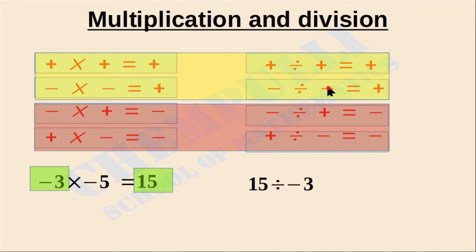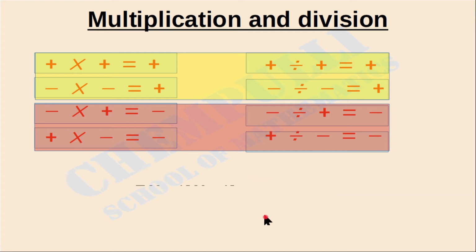We can check using this rule. Here 15 means positive 15. Positive 15 divided by negative 3: both number signs are different, so the result is negative. Then 15 divided by 3 is 5, so we get negative 5. We got the same answer.